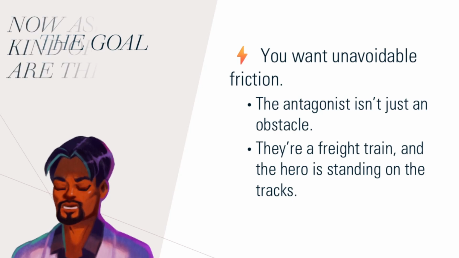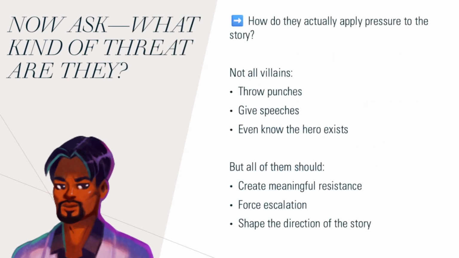So, once we're done with that, we next tackle, how do they actually apply pressure to the story itself? In other words, what kind of threat are they? Not every villain throws punches. Not every antagonist has a monologue. And not every threat even knows the hero exists. Some enemies manipulate. Some systems crush from above. Some just keep moving. And if the hero doesn't stop them, they'll flatten everything in their way.